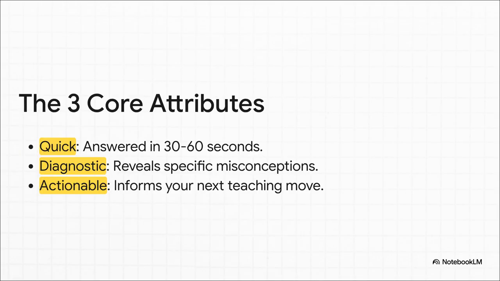Now, for a question to be a true Hinge question, it has to have all three of these things. First, it has to be fast. We're talking 30 to 60 seconds, tops. It can't derail the whole lesson. Second, it's got to be diagnostic. This is key. The wrong answers aren't just wrong. They tell you why a student is confused. And finally, it has to be actionable. You have to be ready to actually do something different based on what you find out.